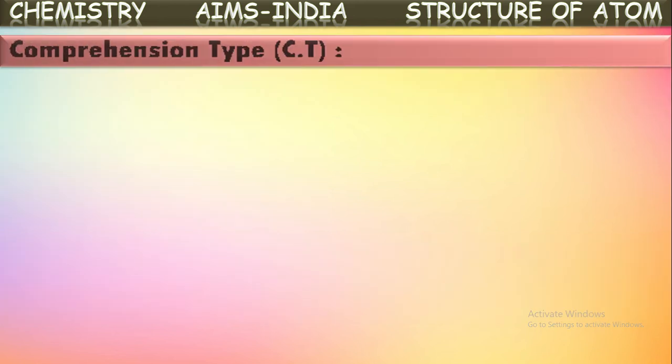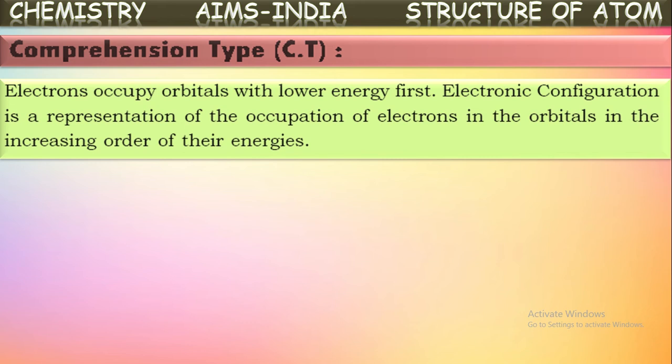One more comprehension. See the paragraph given here also. Electrons occupy orbitals with lower energy first. Electronic configuration is a representation of the occupation of electrons in the orbitals in the increasing order of their energies. Yes, it is actually about the Aufbau principle. The first statement given: electrons occupy orbitals with lower energy first, or the orbitals which have a lower n plus L value will be occupied with the electrons first, then the higher orbitals.